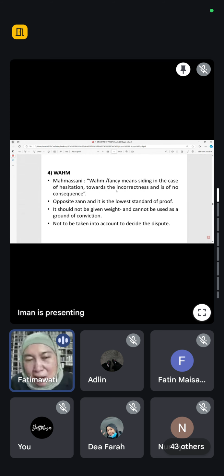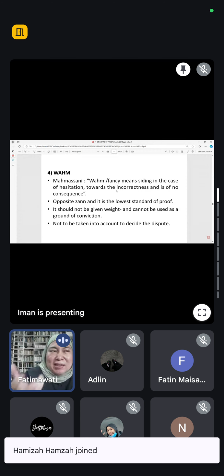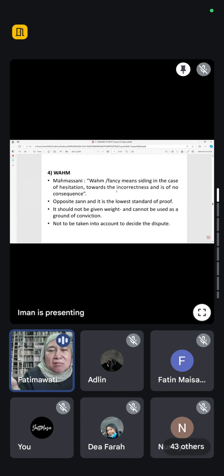Okay, so last is waham. Waham ni maknanya fancy, siding in the case of hesitation. You have evidence, tapi evidence tu tak strong, like you hesitate. Evidence tu salah, is incorrect and it has no consequences whatsoever. Jadi the opposite of zon, the lowest standard of proof. So in Islamic evidence, we cannot accept syak and waham. Kita punya standard of proof adalah either yakin or zon. Okay. So it's not to be taken into account to decide a dispute. Okay, next.